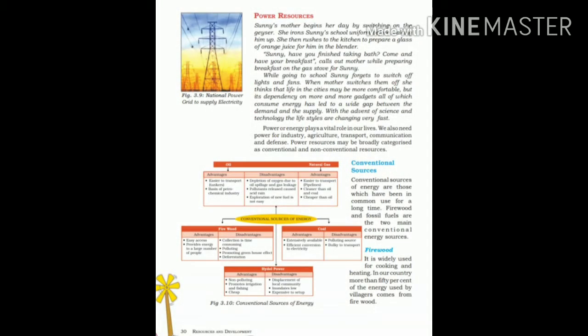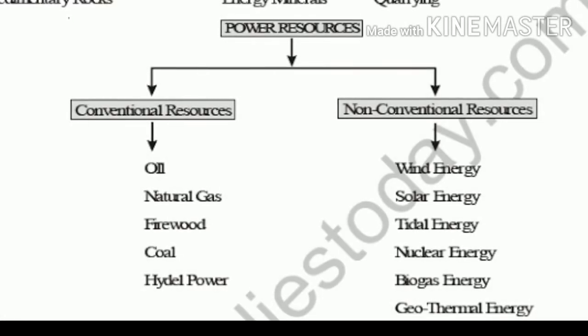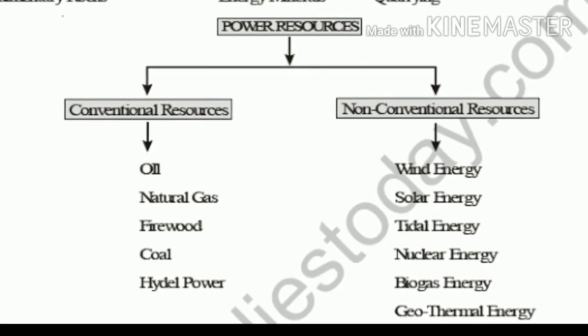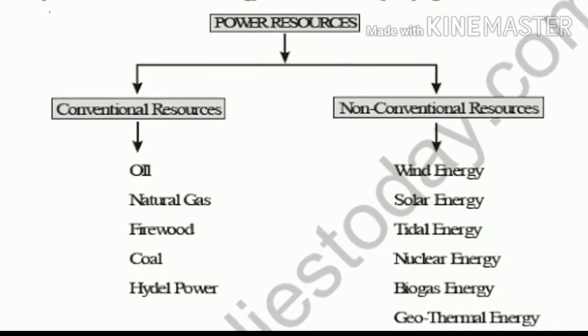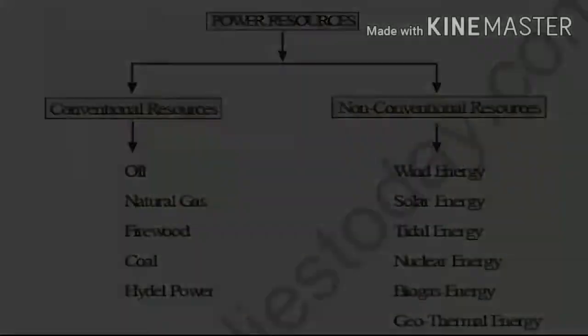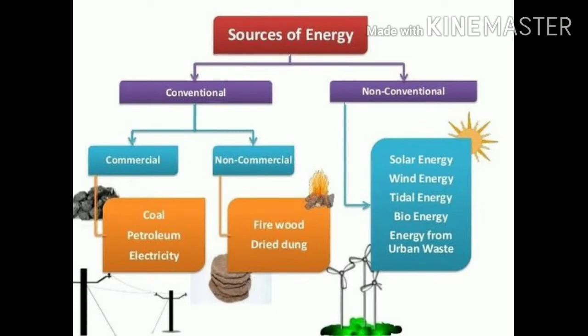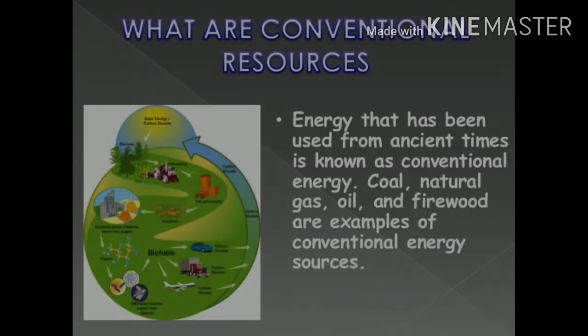Now moving on to the next topic, that is the power resources. When we classify power resources, there can be various ways to understand them. The classification that this book contains divides them into either conventional or non-conventional resources. Now let's first understand what we mean by conventional and non-conventional, and it is important to understand that this is different from renewable and non-renewable resources.